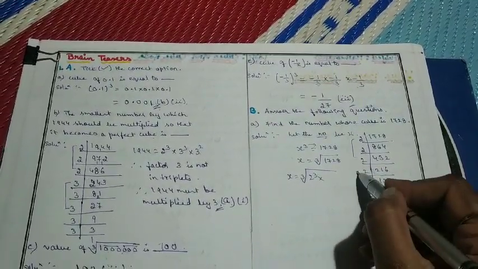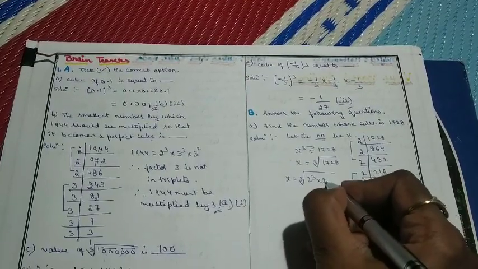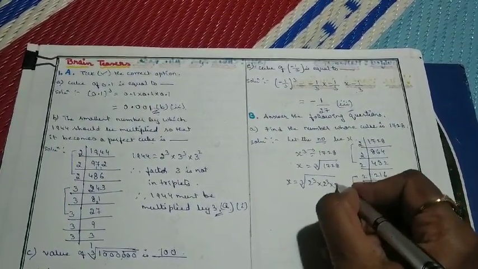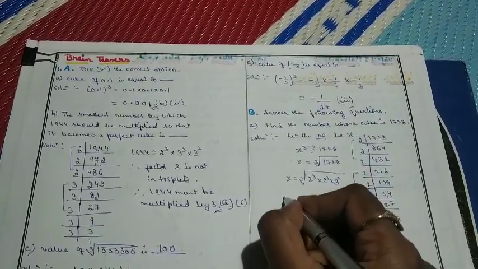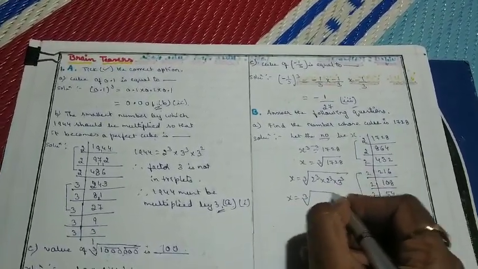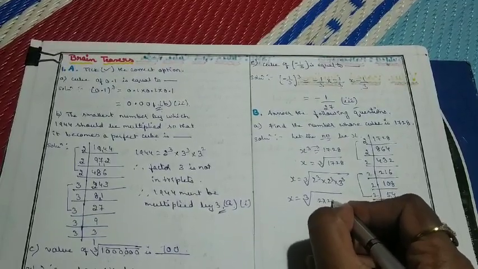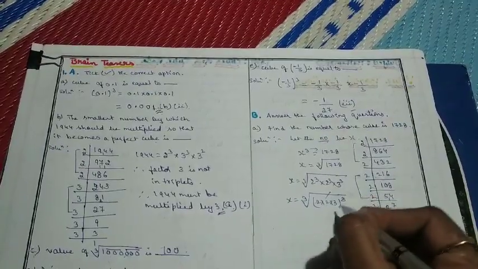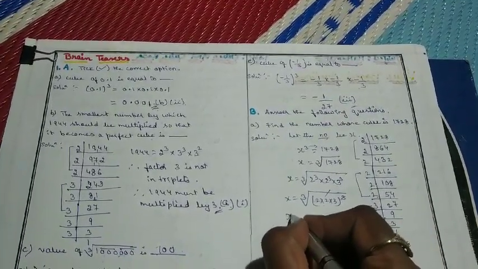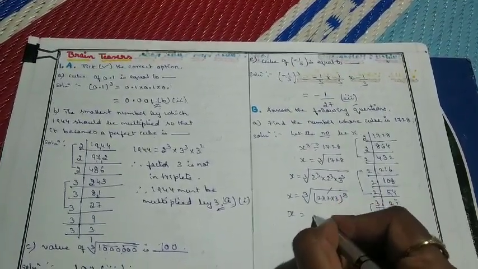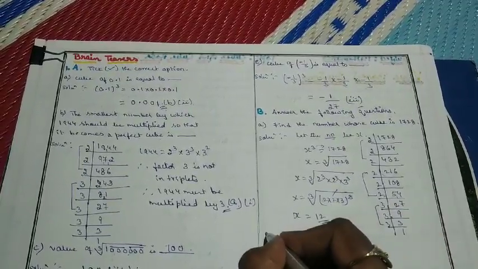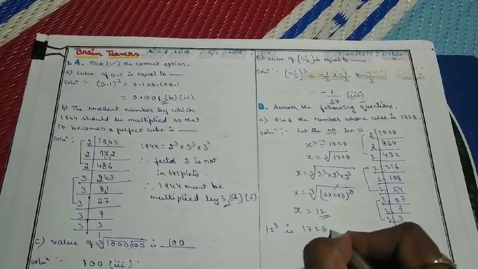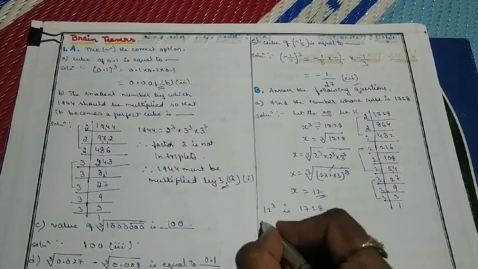these 2s make 2 cube, these 2s make 2 cube, and these 3s make 3 cube. Then x equals cube root of (2 into 2 into 3) whole cube. Then cube and cube root get cancelled. Left out is x equals 3 2s are 6, 6 2s are 12. So 12 cube is 1728.